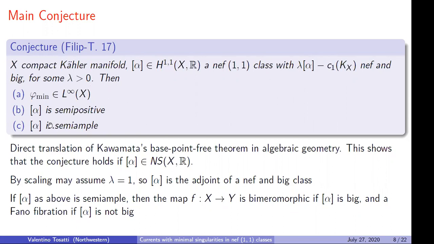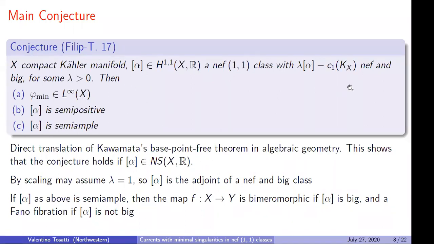Then Kawamata says that the line bundle is semi-ample. In fact, Kawamata's result was later extended to R-divisors by Hacon and McKernan, I believe. It's not that hard actually.